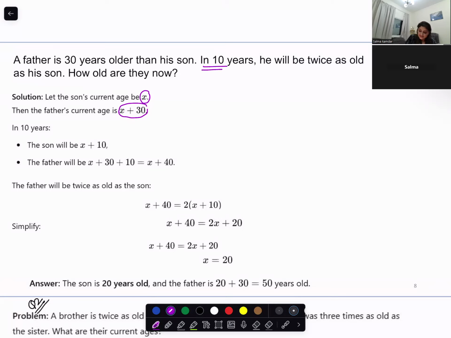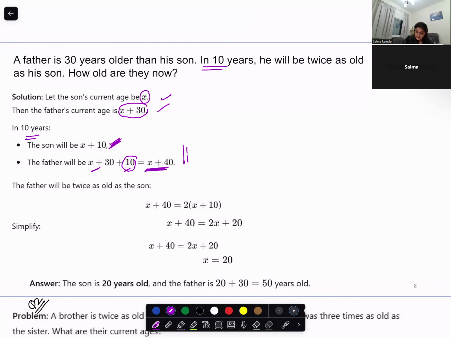In 10 years, that means after 10 years, son would be x plus 10 and father would be x plus 30 plus 10 years. That means he will be x plus 40. So I have our current ages and after 10 years the ages.